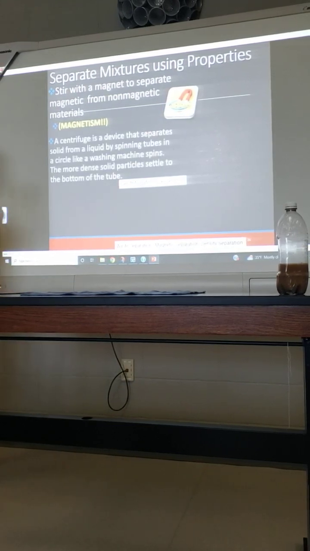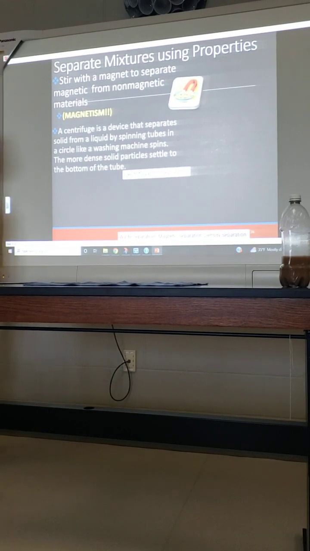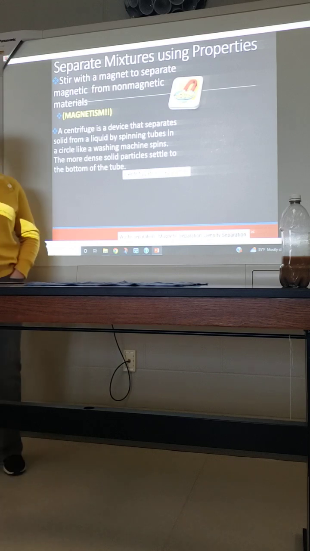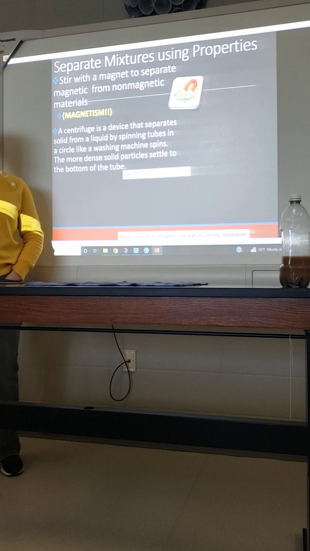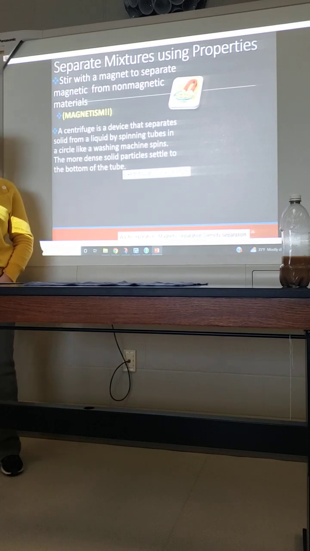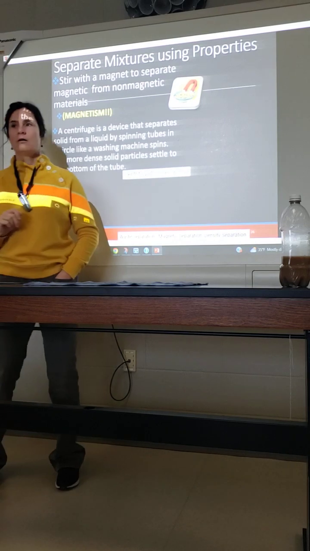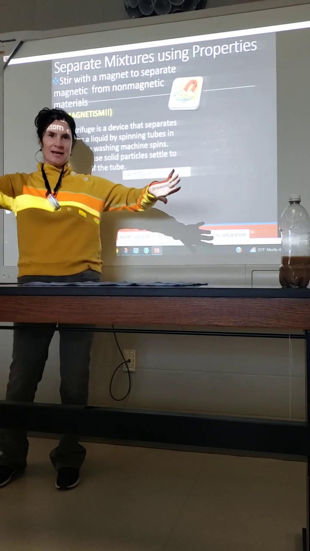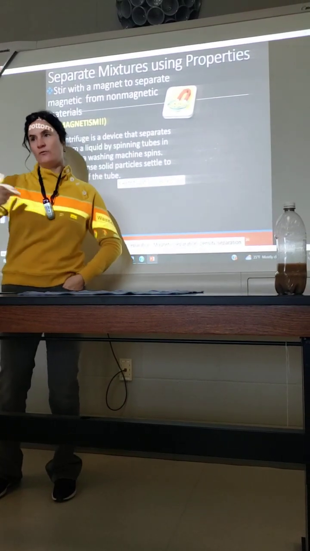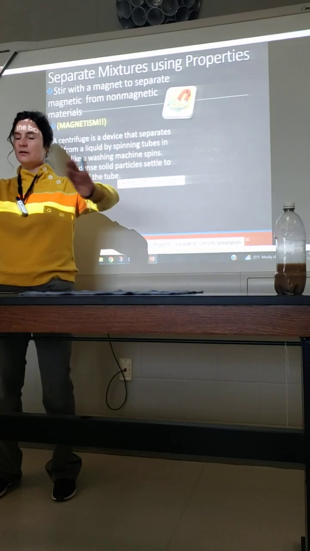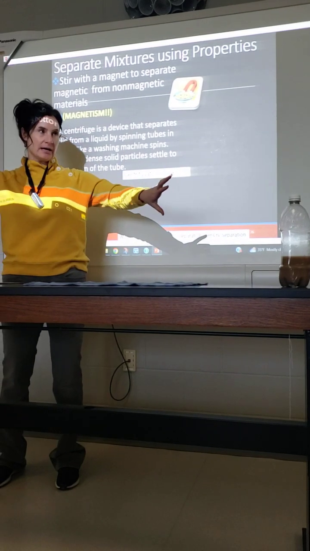All right, so I mentioned a centrifuge yesterday. A centrifuge is a device that separates a solid from a liquid by spinning tubes in a circle, kind of like a washing machine spins. If you've ever done laundry, where do your clothes end up when the wash cycle is finished? They're on the sides, right? That's because of centrifugal force, which pulls the items to the side.